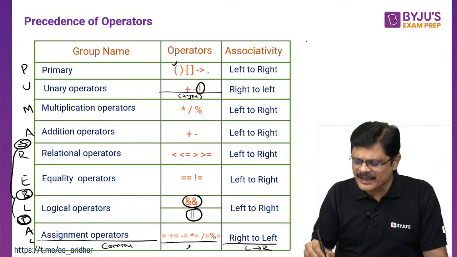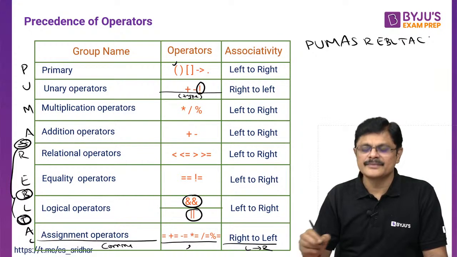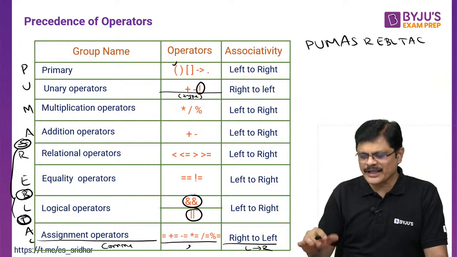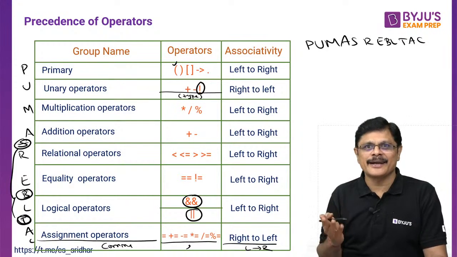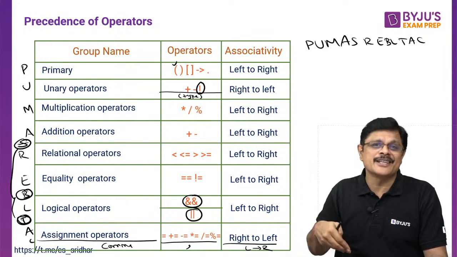They generally remember it like, pumas, rebel, tag. See, puma is a kind of aggressive cat. That's why they call it pumas, rebel, tag. Cat, aggressive, they write it as tag. Like that they try to remember. So it's just a mnemonic to remember this precedence of operators.